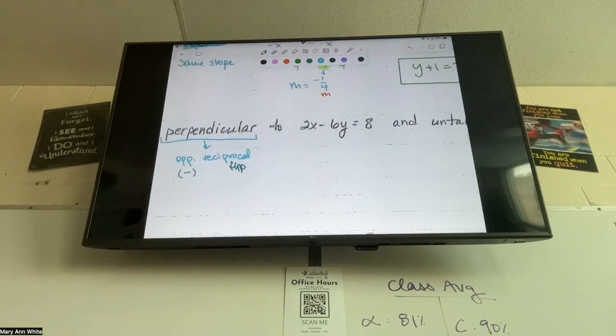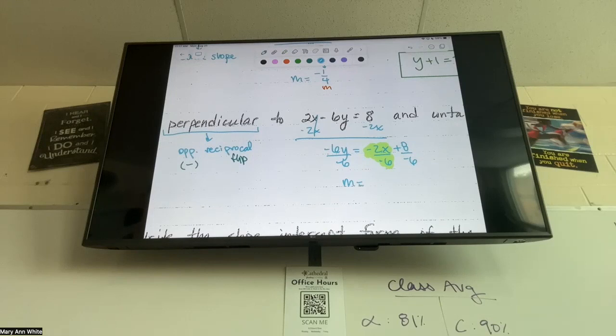Just like we did on the last one, we need to get this y by itself. We don't know what the slope is until we're in slope intercept form. So minus your 2x. Divide by your -6. And again, I don't care what any of the other parts are. All I care about is this term right here. -2x divided by -6 means that my slope of that equation is going to be 1/3. When I do my opposite reciprocal, what is my new slope? -3. Perfect.